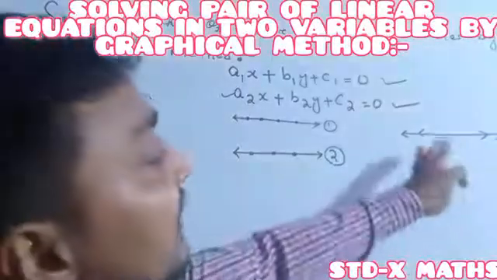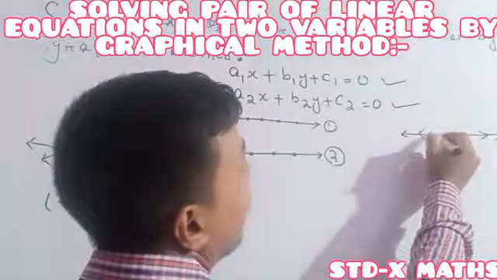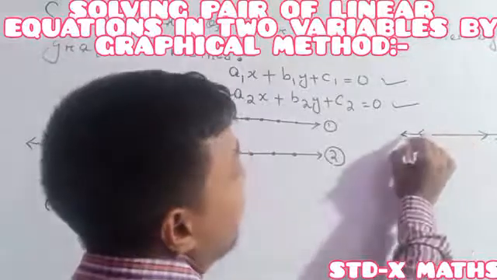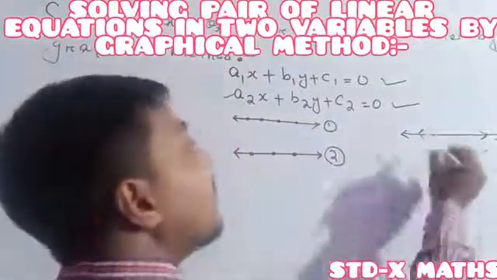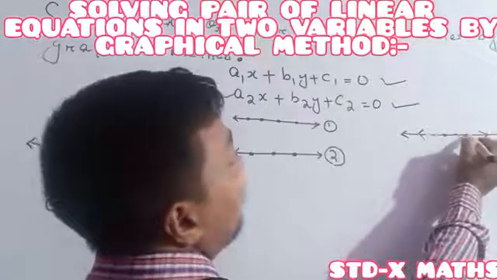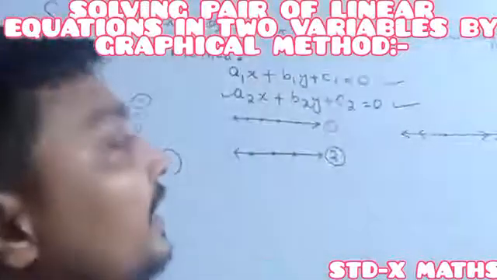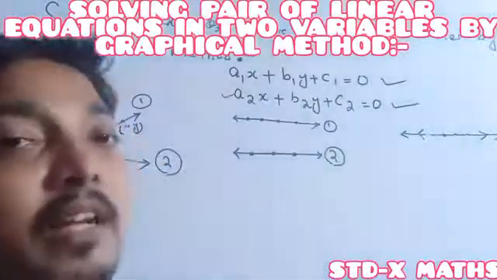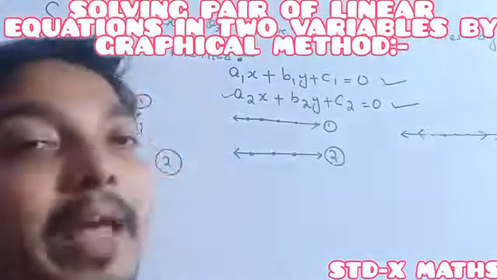So whatever point I take, suppose I am taking one point here, this is a point which is common for both. This is also a point common for both. This one is common for both. So in this situation you can find infinite solutions for the pair of linear equations in two variables.